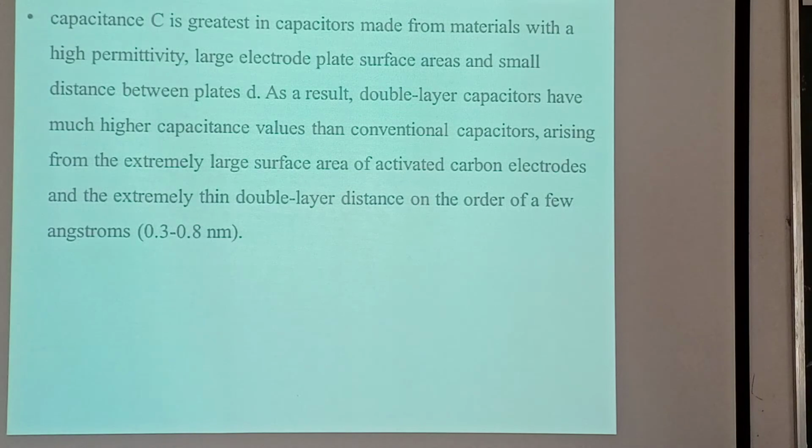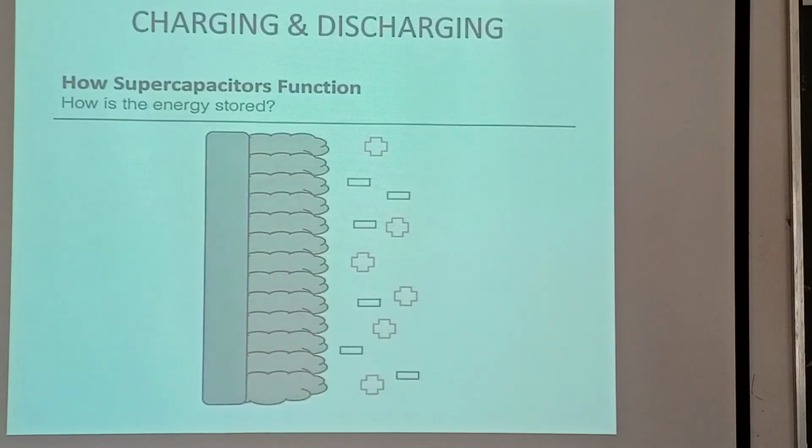The area of the carbon materials is very high and the distance between the two plates is very low. So that's why electric double layer capacitors give the highest specific capacitance as compared to conventional capacitors. Charging and discharging, as we have seen in the last two slides.